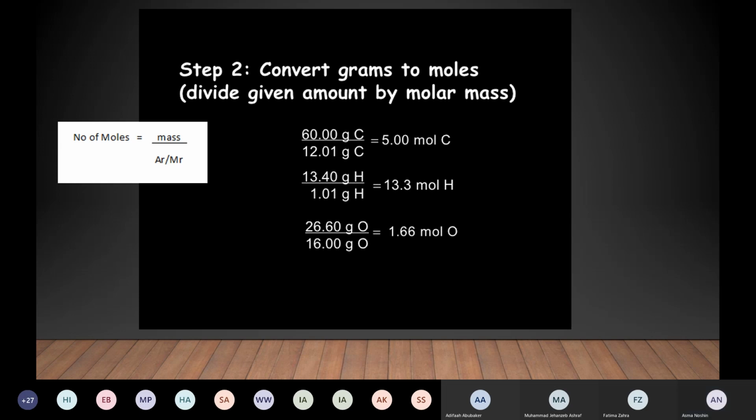Now, if you see, you have number of moles 5 for carbon, 13.3 for hydrogen, 1.66 for oxygen. Now, next step. This was the step to find number of moles for each element. Moving on to next step. Next step will be that we need mole ratio. How to find out mole ratio? Yes, simplified mole ratio. Very good, Ali.